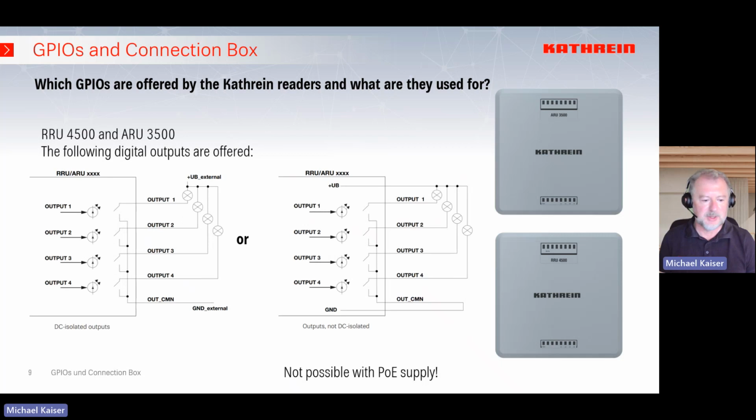For the outputs, we have totally the same. On the left side, the DC isolated outputs. This means the ground of the reader and the ground of the sensors are separated. We have only the optocouplers to activate these actuators, and that's why we have a separate system. Sensors and readers are not on the same ground level. If you want to use this not DC isolated mode, you can use the power supply. When it's fed locally, you can control the actuators 1 to 4, and we can combine it with the same ground level as the sensors. Quite easy, quite simple.